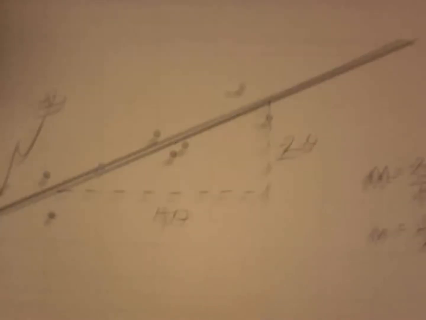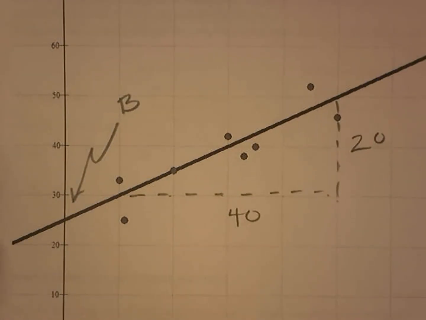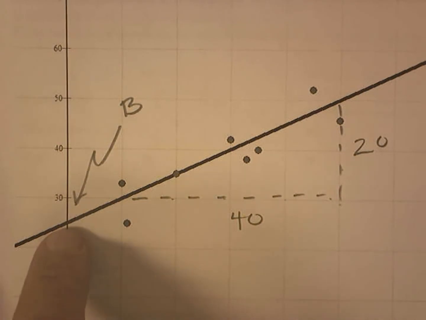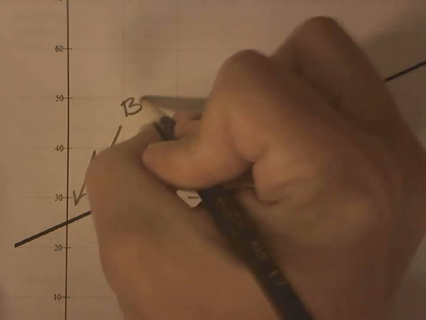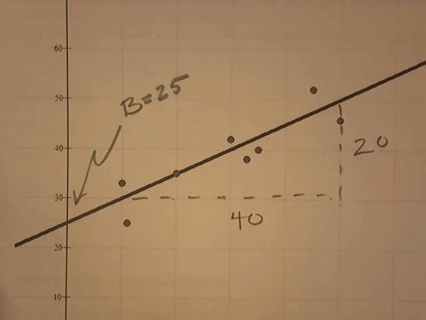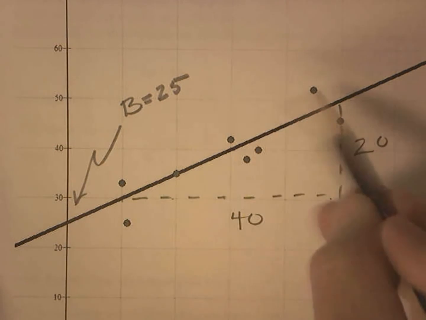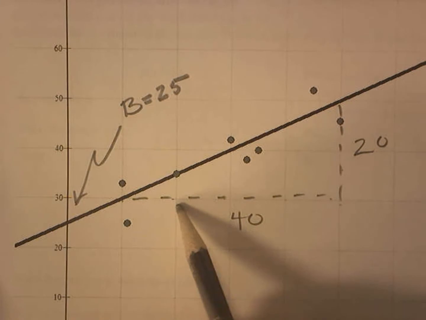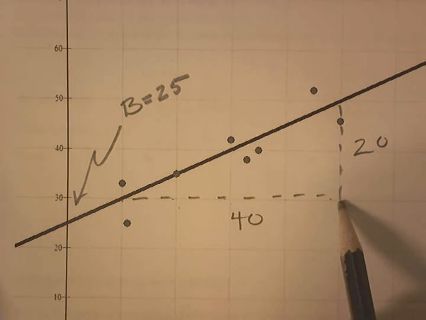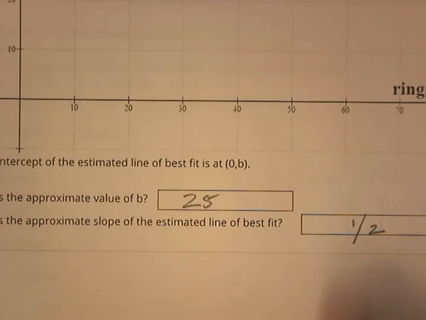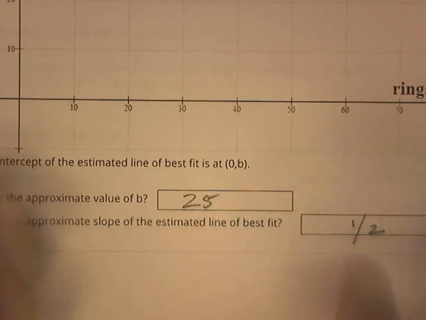Here is a scatter plot with a best fit line drawn through it, and the question is asking for the y-intercept, which is right there. I think that's at about 25. And it's also asking for the slope, or rate of change. So I found a good point here, a good point there, drew in my slope triangle. This is going by 10, so it's 10, 20, 30, 40, and a rise of 10, 20. So 20 over 40, which is 1/2. So I have a slope of 1/2 and a y-intercept at 25.